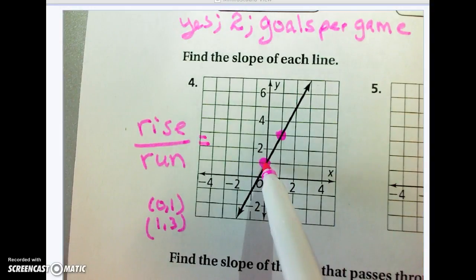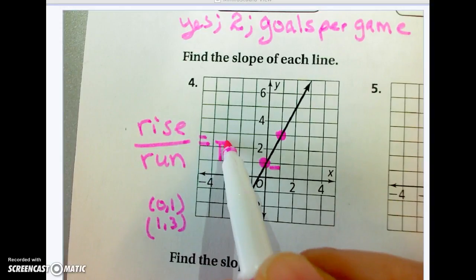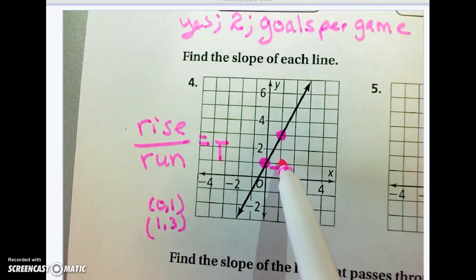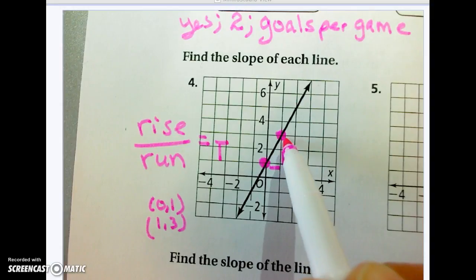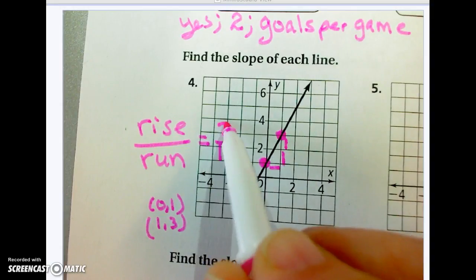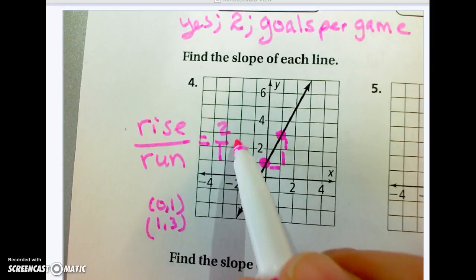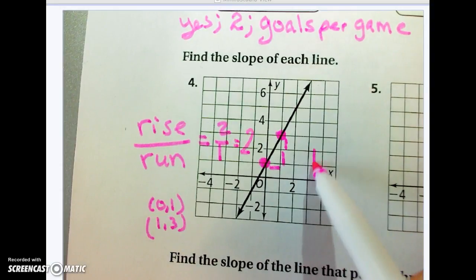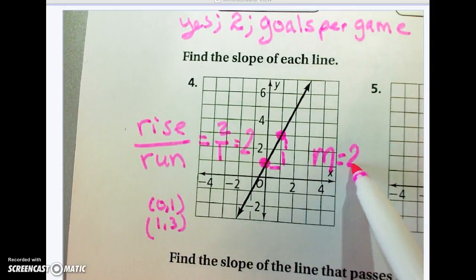So if I can identify what they are, it's easier to find the rise over the run. So I'm going to start on the first point, and I count my run. I have 1. I moved 1, and I'm lined up with the point. If I go up 2, I'm right back on the line. So I have 2 divided by 1, which is 2. So my slope for this graph is 2.